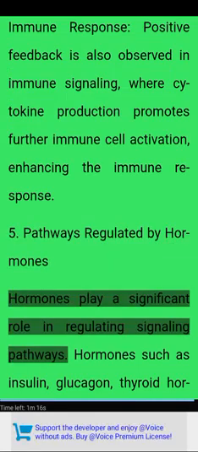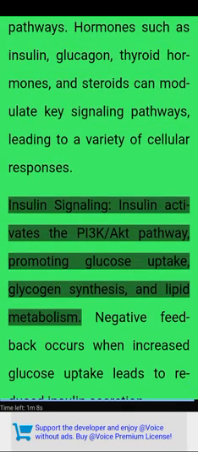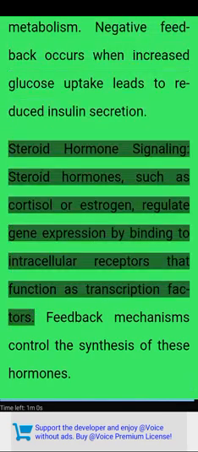5. Pathways regulated by hormones. Hormones play a significant role in regulating signaling pathways. Hormones such as insulin, glucagon, thyroid hormones, and steroids can modulate key signaling pathways, leading to a variety of cellular responses. Insulin signaling. Insulin activates the PI3K AKT pathway, promoting glucose uptake, glycogen synthesis, and lipid metabolism. Negative feedback occurs when increased glucose uptake leads to reduced insulin secretion.